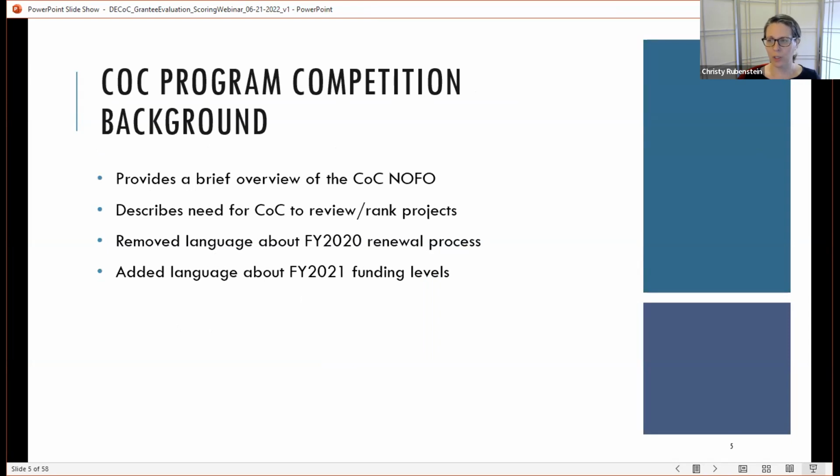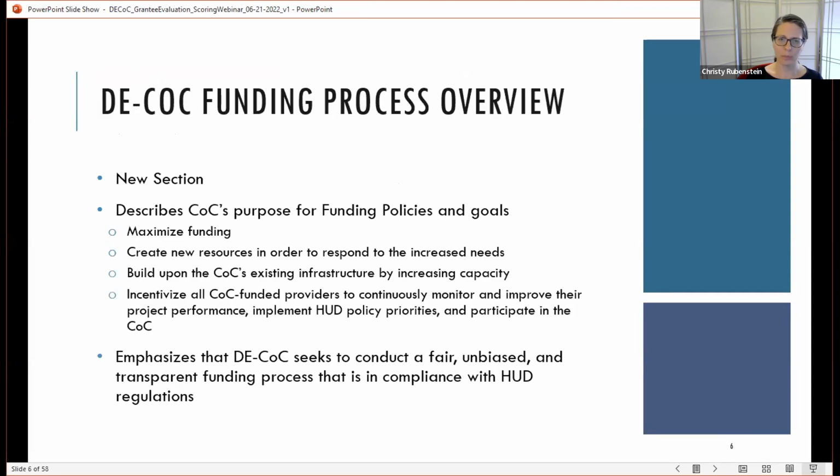All right, so the first section in the policies document is background. Again, it's a very brief background, a couple of paragraphs. It just sets the stage: there's this CoC notice of funding opportunity that the CoC has to respond to, and that's why we do this. The prior version had language around the FY2020 renewal process because that was an auto renewal, which was kind of odd. So we removed that language and highlighted the FY2021 funding levels. It was a little bit different last year. All CoCs were eligible for 100% of their renewal funding. Don't know if that will happen this year, but we threw that into this part.